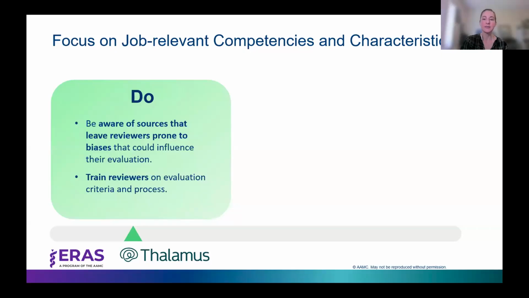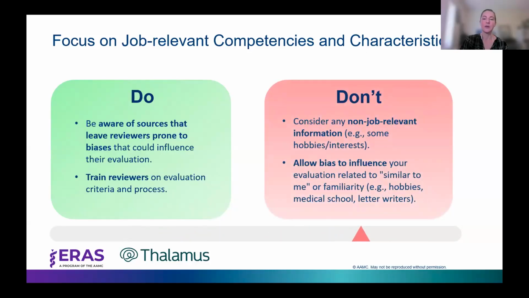So things like hobbies, honor societies or awards, and just be sure to provide some training to your reviewers so they're aware of it as well. So unsurprisingly, try to avoid considering non-job relevant information, things like some hobbies or interests, if they're really not directly tied to success at the job. And allowing sources of bias to creep into the evaluation process can lead to inaccuracies in results or discrepancies in your evaluation that ultimately make it harder to select the most suitable candidates.